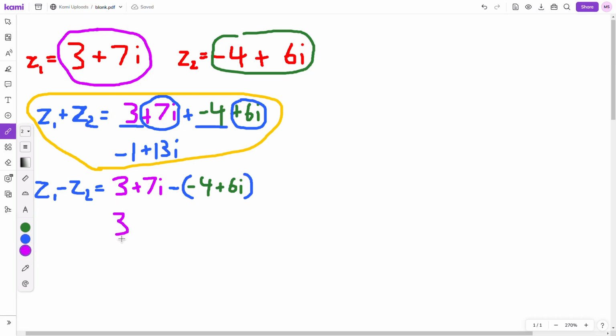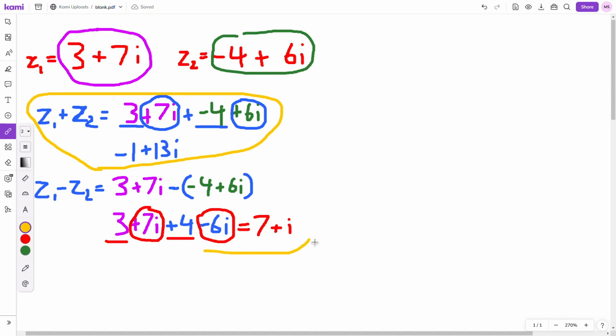If you subtract the whole thing, that means you have to distribute that negative. So we end up with 3 plus 7i, watch this now, plus 4 minus 6i. You got that? And as a result, again, we take the real parts, so 3 plus 4 equals 7. And then 7i minus 6i is just positive 1i, or plus i. That concludes the second operation. We have 2 out of the 4 already done.